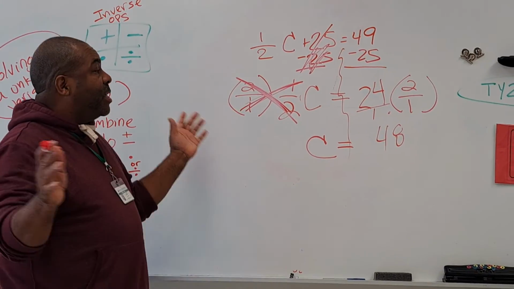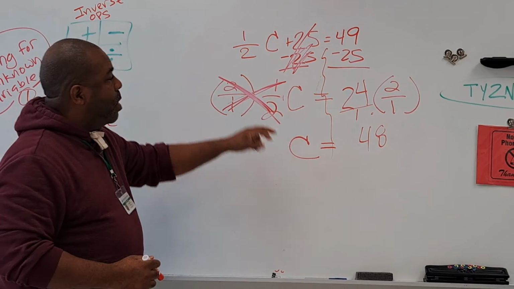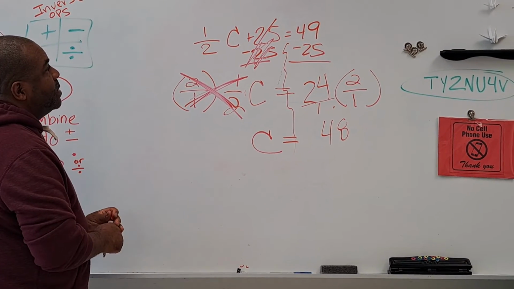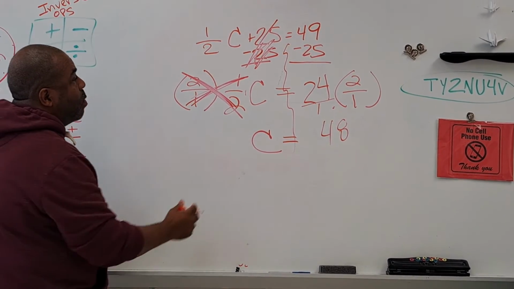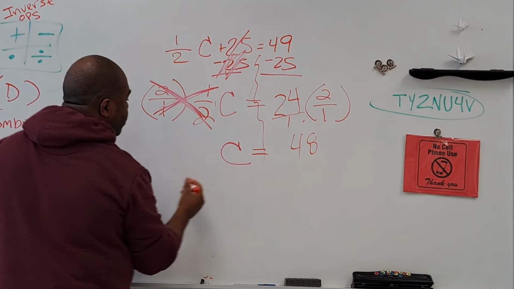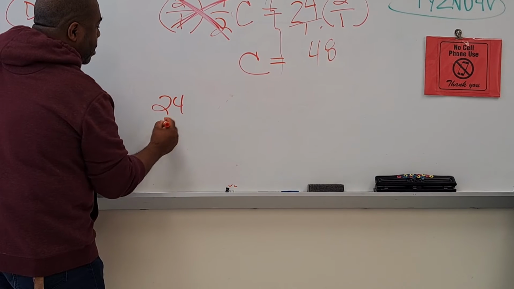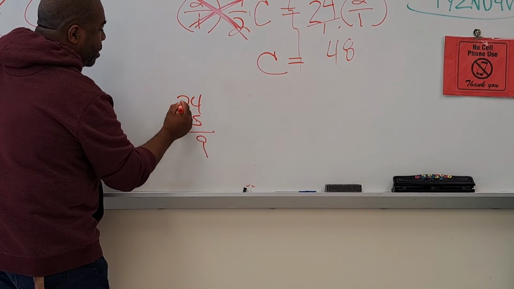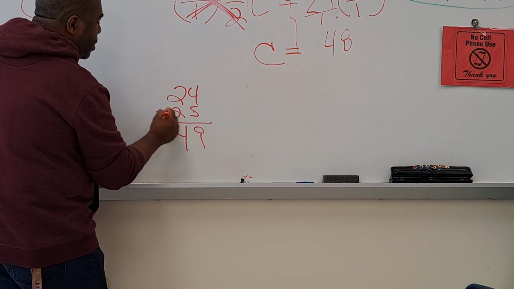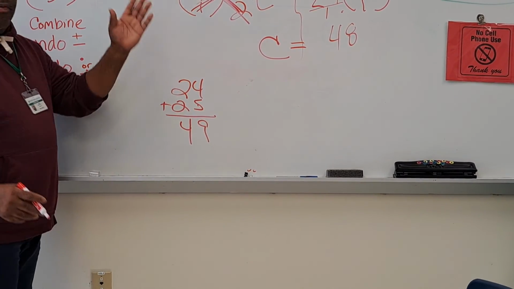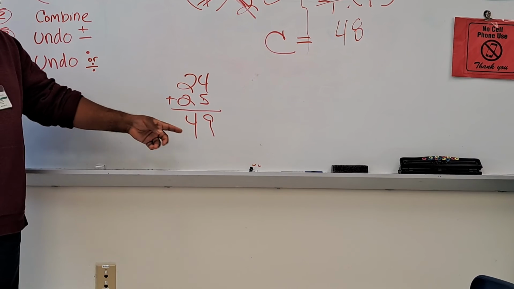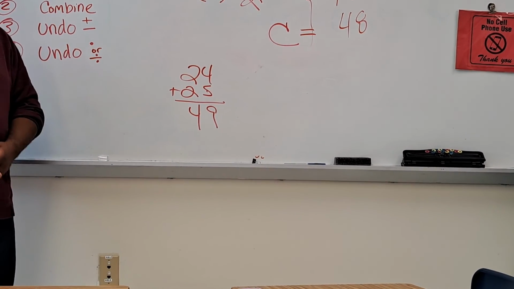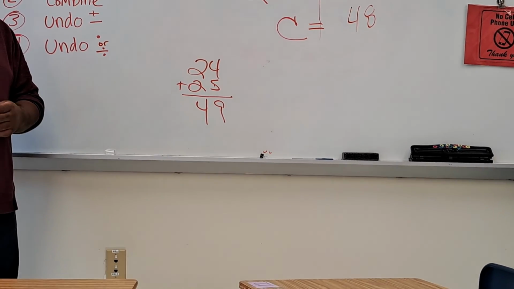Okay. All right. So let's check. So 1/2 of C. We already said that C is 48. So 1/2 of C plus 25 is 49. 1/2 of C is right here. It's 24. So 24 plus 25. 5 plus 4 is 9. 2 plus 2 is 4. So 49. Yeah. 1/2 of C plus 25 is 49. So we checked it. We know we're good. Okay. All right. You can stop the video.